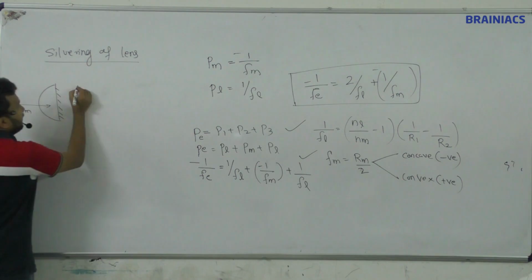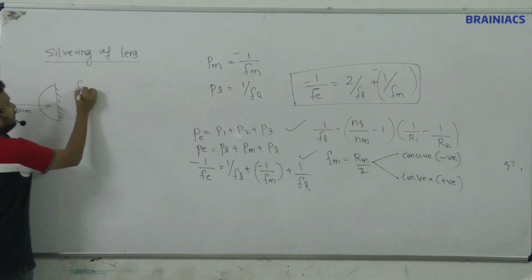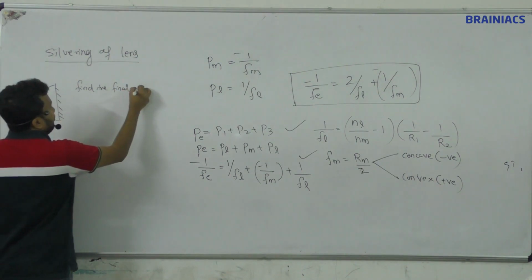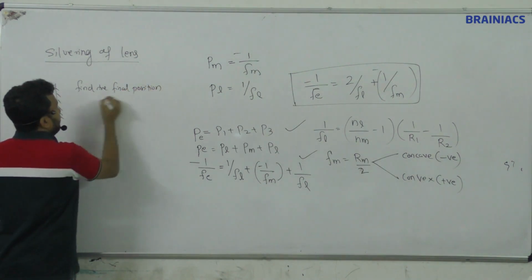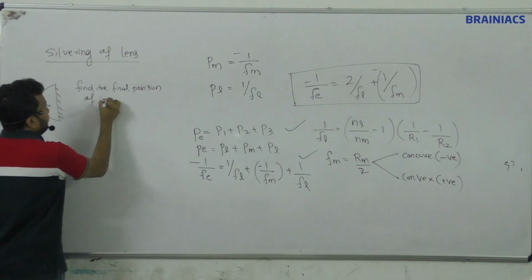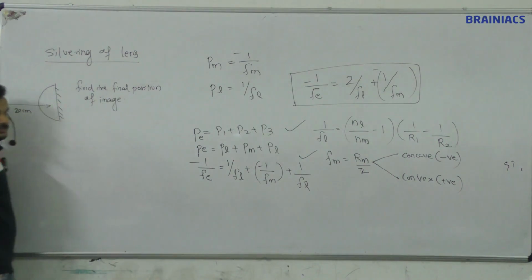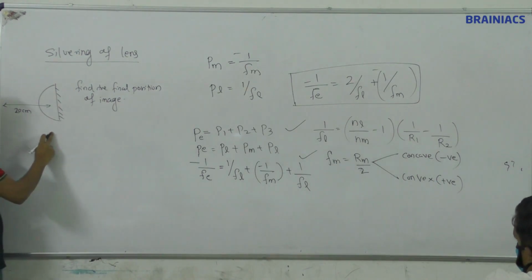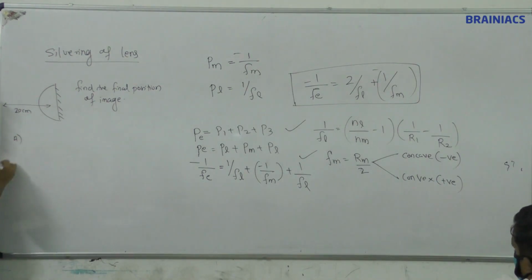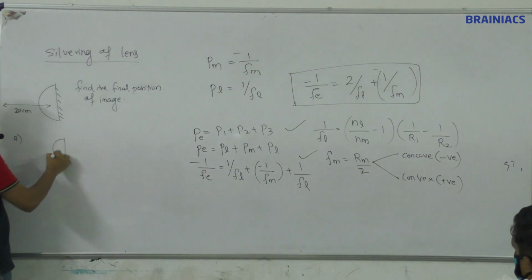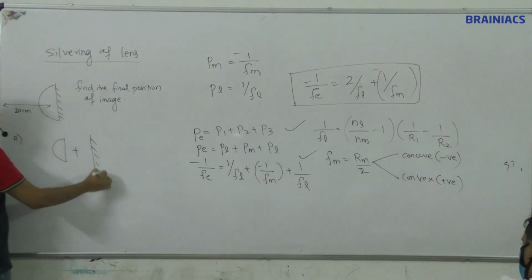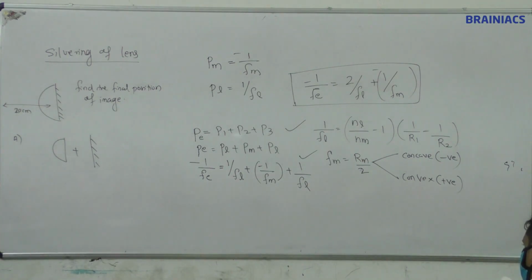What is the question we have written? Find the final position of image. Correct? So this can be split immediately once you get the question. This can be split as a plano convex lens plus a plane mirror. Correct? Plus a plane mirror.